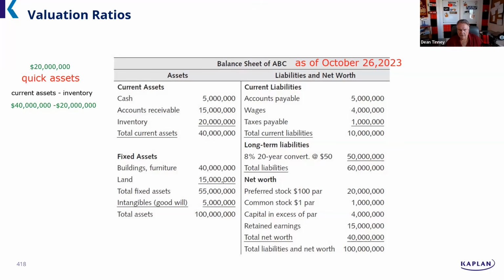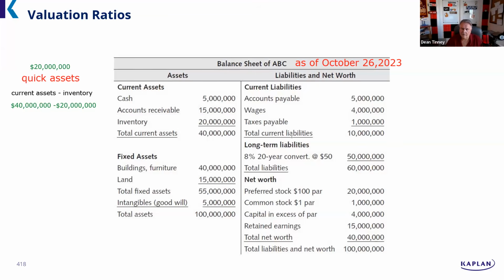Oh, I'm sorry, we got to go down with the fixed assets. So we have 40 million buildings and furniture, 15 million in land. So total fixed assets of 55 million. And we have intangibles, goodwill. This could be our brand. This could be a patent, something like that, right? And that would be total assets of 100 million.